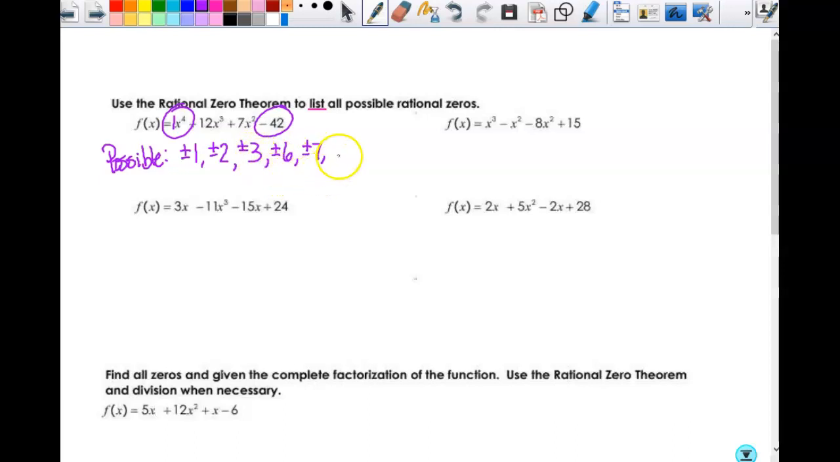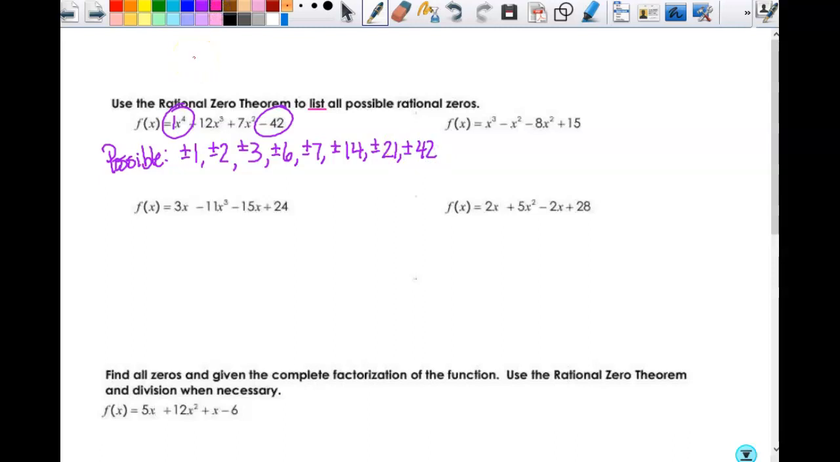I need to match up what goes with 3. So 3 goes into 42 14 times, so plus or minus 14. And then 2 would be plus or minus 21. And then 1 would be plus or minus 42. Okay, so there are the possibilities there.